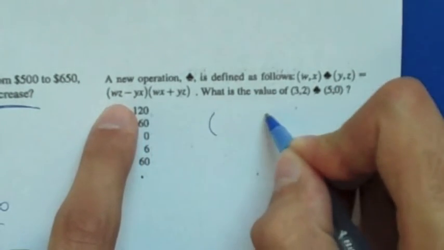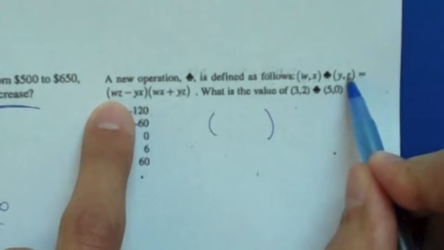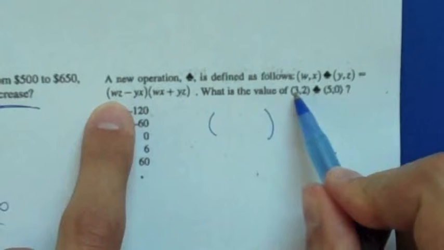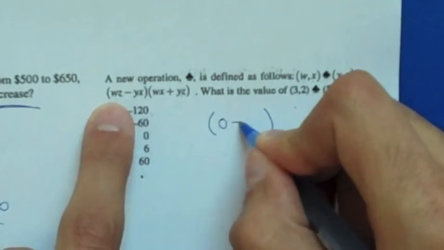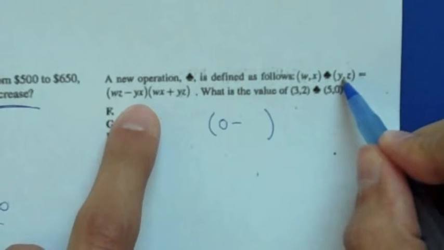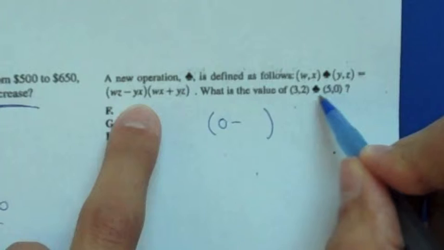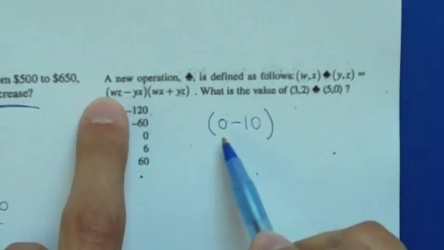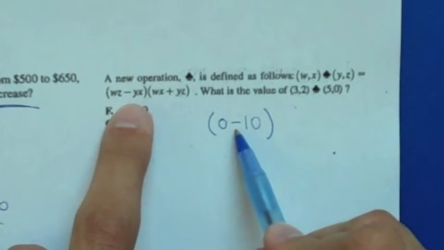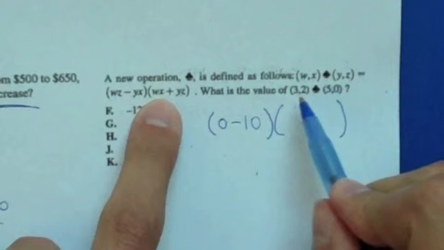So the first parenthesis was supposed to be WZ, starting there. Well, that's 3 times 0, because W times Z, there's W, there's Z. That's going to be 0 minus Y times X. Y is a 5, and X is a 2. Y times X is going to be a 10. So WZ was 0, Y times X was 10, and then I'm going to get a negative 10 from that parenthesis.